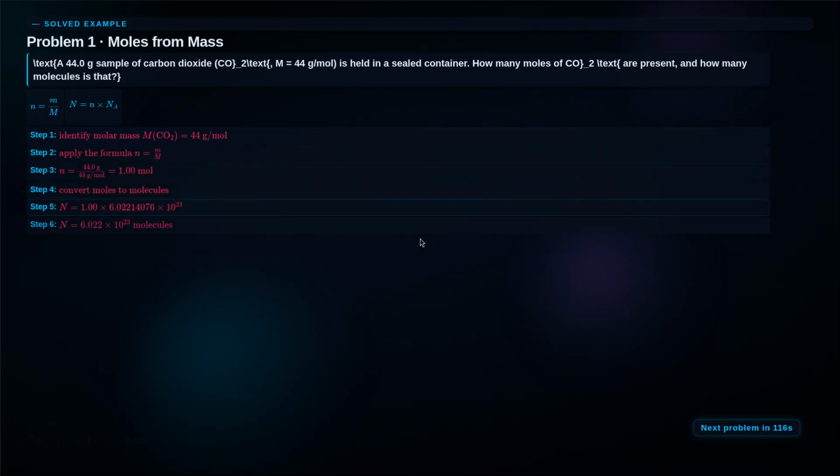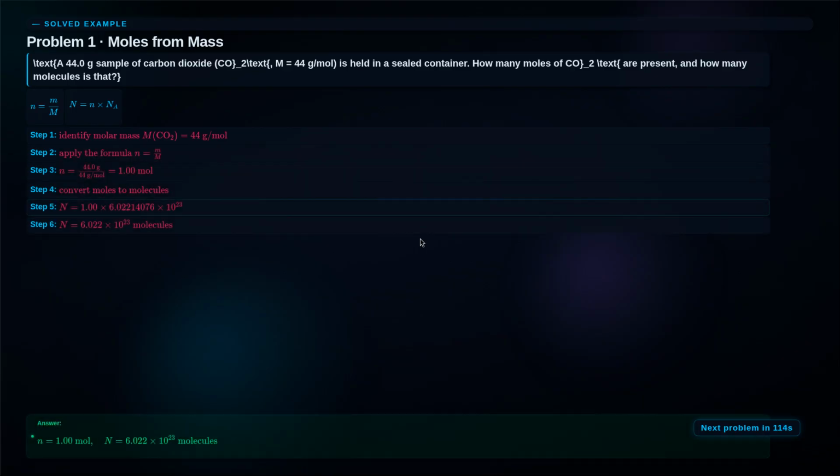Problem 1. How many particles are in 3.5 moles of water? Let us walk through it step by step. Step 1. Write down the relationship between moles and particles. N equals n times N sub A. We are given n equals 3.5 moles. N sub A equals 6.022 times 10 to the 23rd particles per mole.